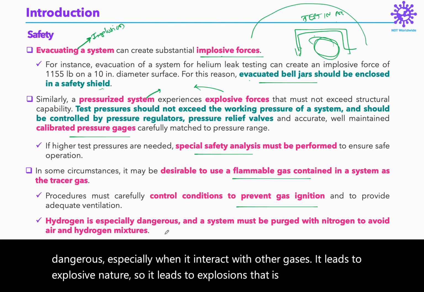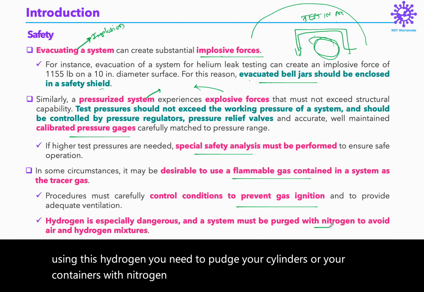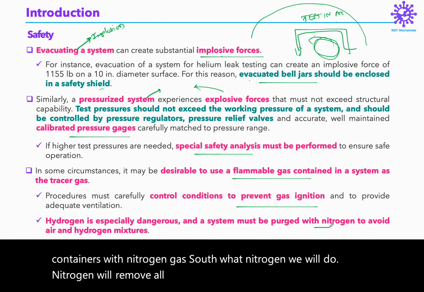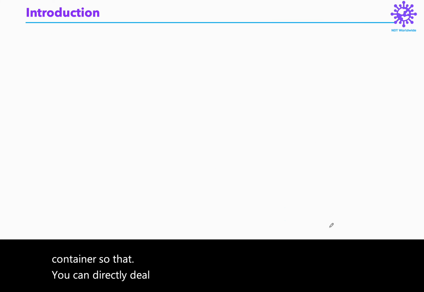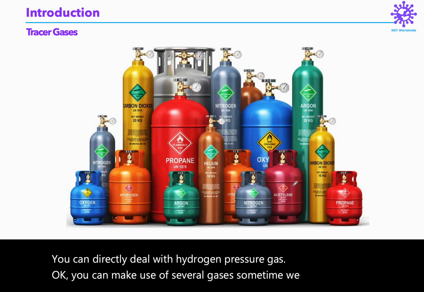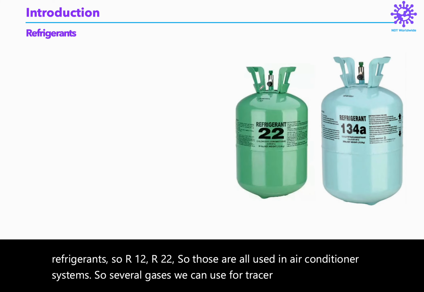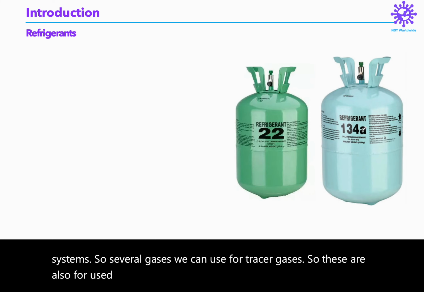So before using hydrogen, you need to purge your cylinders or containers with nitrogen gas. What will nitrogen do? Nitrogen will remove all the residual gases inside the container, so that you can directly deal with the hydrogen tracer gas. You can make use of several gases. Sometimes we can use refrigerants, R12, R22, which are used in air conditioner systems. Several gases can be used as tracer gases. They are called refrigerants, more popular for leak testing.